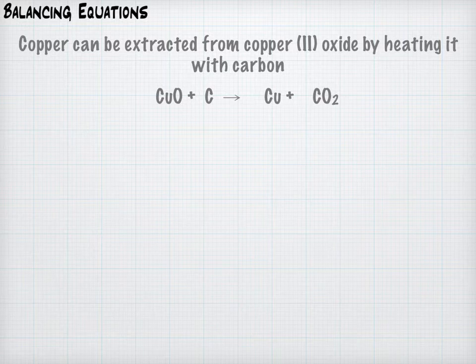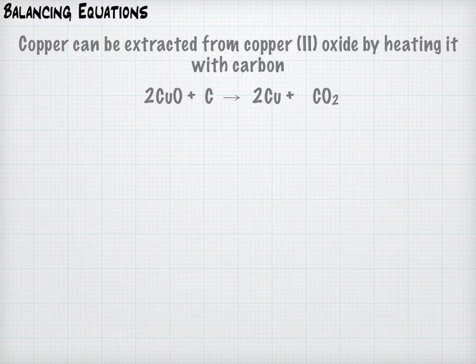But there's a problem with this equation as it stands. You've got 2 oxygens there on the right hand side, but over here the only oxygen is there and there's only 1 of them. So we need to balance this equation up by putting a 2 there. That gives me now 2 coppers and 2 oxygens. But I've now got 2 coppers, but I've only got 1 over here, so I need to put a 2 there as well. And that equation is now balanced. I've got 2 coppers on the left, 2 coppers on the right, 2 oxygens on the left, 2 oxygens on the right, and a carbon on each side.